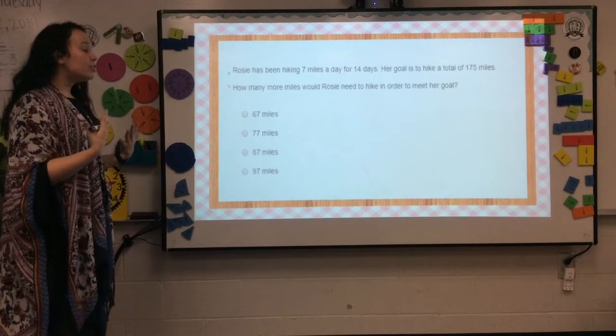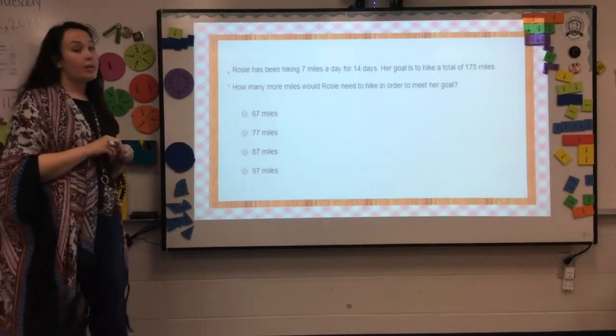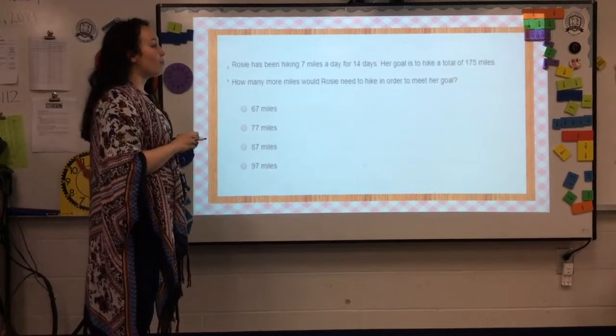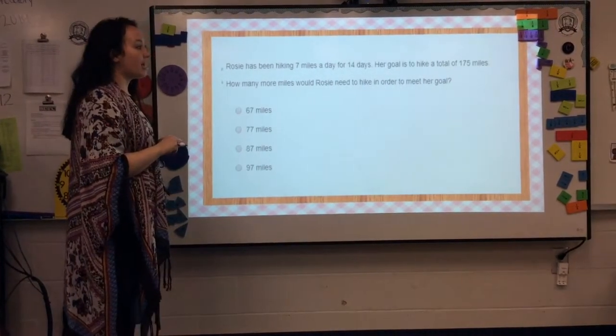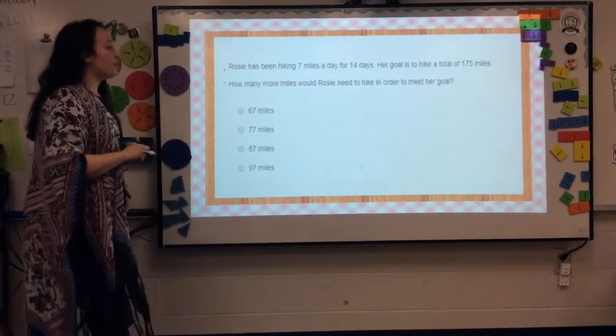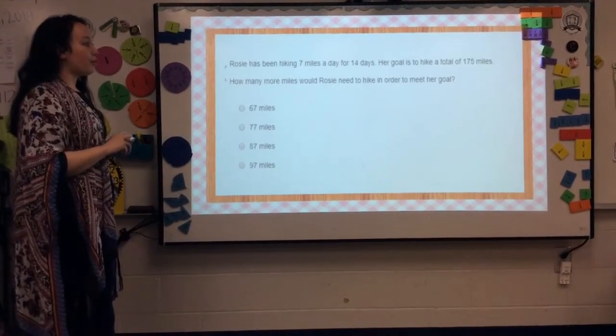So the first step I would do with this problem is to just go ahead and read it all the way through. Rosie has been hiking 7 miles a day for 14 days. Her goal is to hike a total of 175 miles. How many more miles would Rosie need to hike in order to meet her goal?